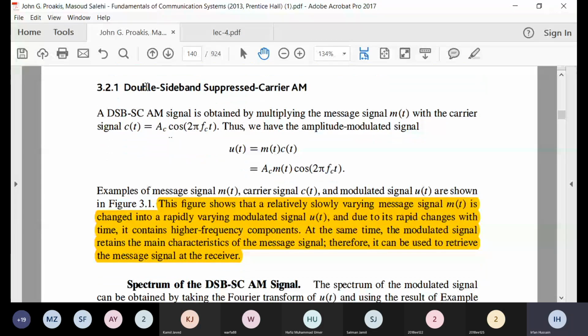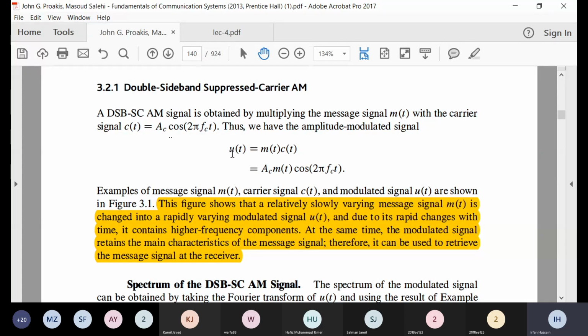So we go to double sideband suppressed carrier. What happens in double sideband suppressed carrier? Again, how do we impress? We multiply the message signal with the carrier. Simple multiplication is the method of impressing the message onto the carrier.